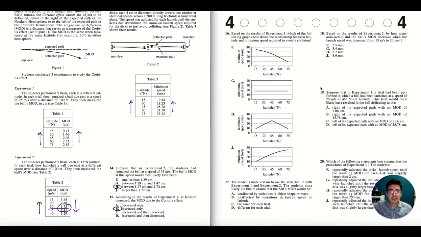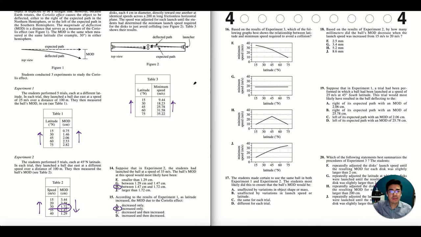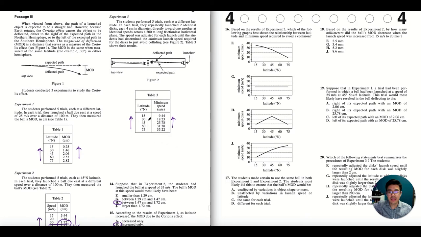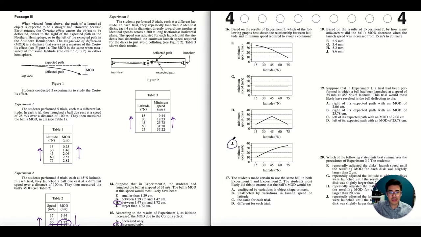16. Based on the results of experiment 3, which of the following graphs best shows the relationship between latitude and minimum speed required to avoid collision? Experiment 3 is this stuff over here. And I see up, up as well. So that makes it pretty easy. Look, only one of the graphs has a direct correlation. So it's J.